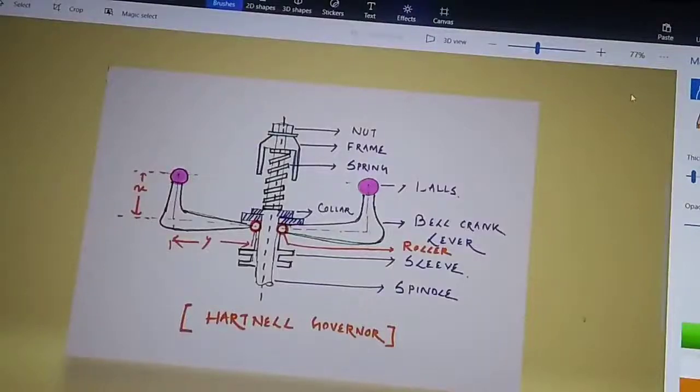Now, previously, we have discussed the Hartnell governor, its basic constructional features, and its working principle. We have seen how the motion of the sleeve depends on the speed of revolution of the governor. So, in this video lecture, we are going to study and derive an expression for h, where h is the compression of the spring or lift of the sleeve.